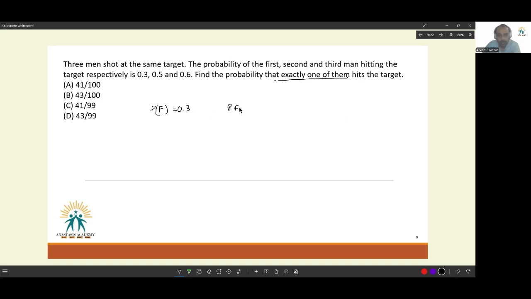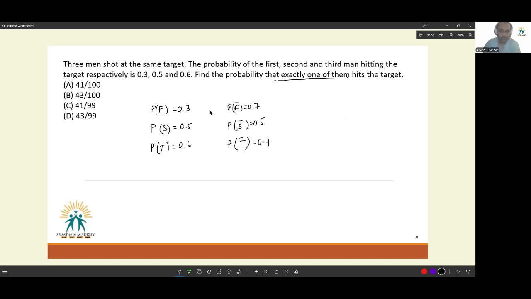Probability of the first man missing the target is 0.7. Probability of the second man hitting the target is 0.5. Probability of the second man missing the target is also 0.5. Probability of the third man hitting the target is 0.6. Probability of the third man missing the target is 0.4.